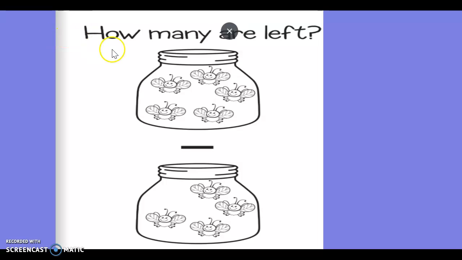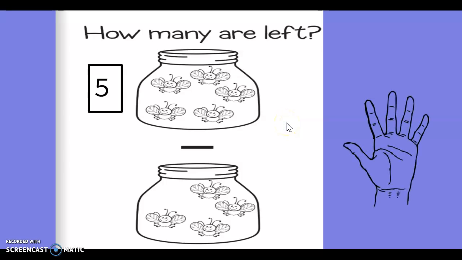All right, let's read. How many are left? Okay, so let's count how many we have here. Ready? 1, 2, 3, 4, 5. Okay, so how many are in the first jar? 5. Good job. Now, how many fingers are you going to hold up? 5. Awesome. And minus means to do what? To take away, okay? And then this jar tells us how many we have to what? How many we have to take away.